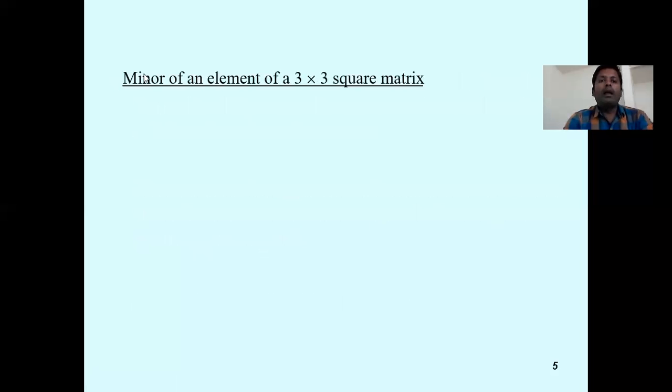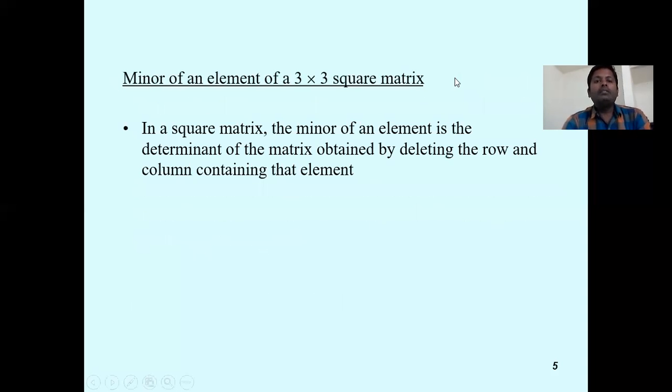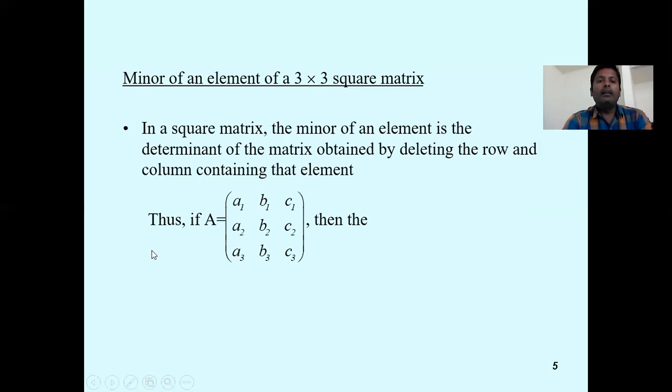Now we find out the minor of an element of a 3 by 3 square matrix. In a square matrix, the minor of an element is the determinant of the matrix obtained by deleting the row and column containing that element. Thus, if A is A1, B1, C1, A2, B2, C2, A3, B3, C3, then the minor of A1 is B2, C2, B3, C3.